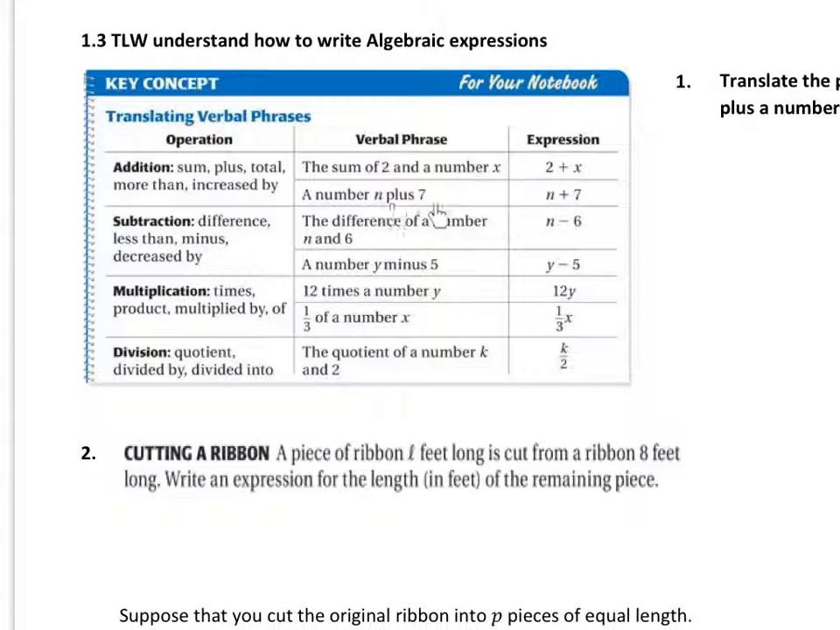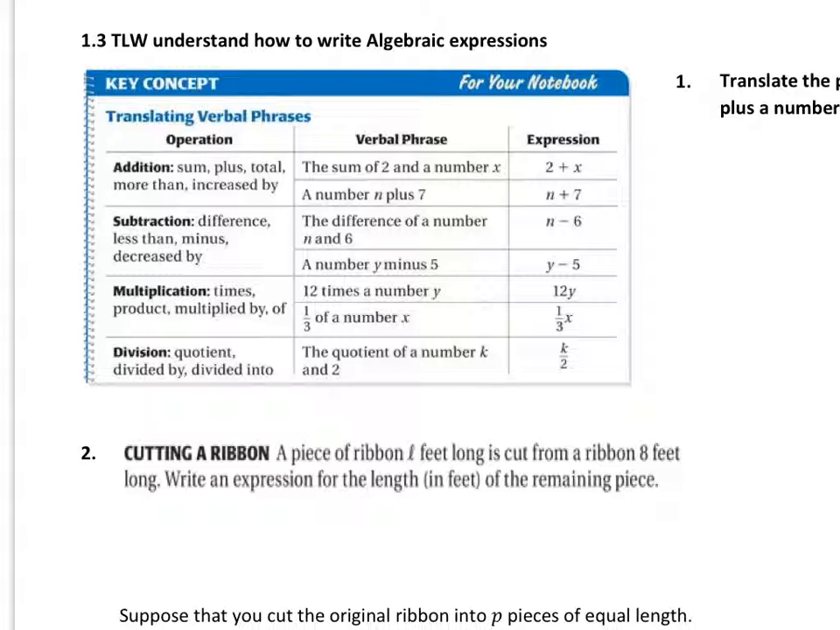A number n plus 7. N plus 7. So as you read through, the biggest thing you have to do is start realizing these types of words: times, product, multiplied by, quotient, divided by, divided into. Because we have to be able to use these and then translate things.